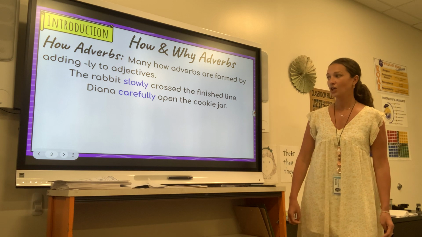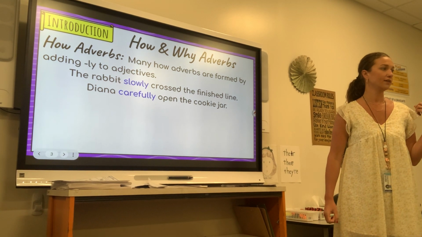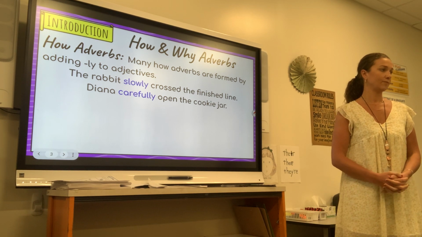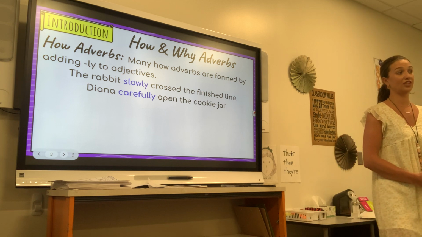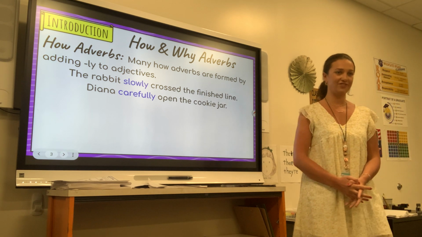Dana carefully opened the cookie jar. Can you guys try to think of another one that has ly? You can say Nadora slowly walked back to class. Okay, what's another one, AJ?